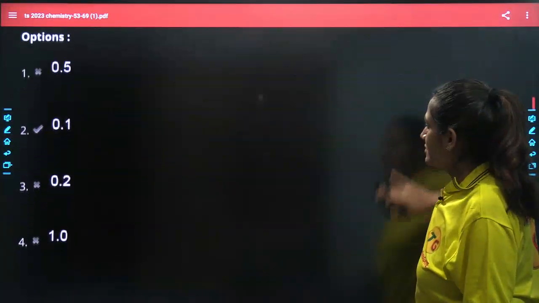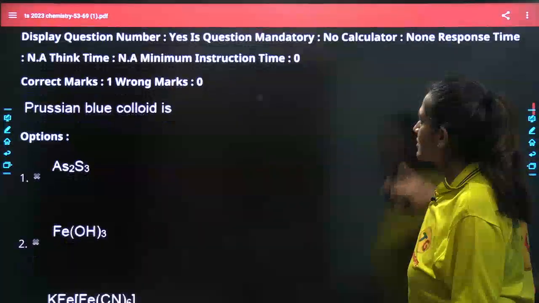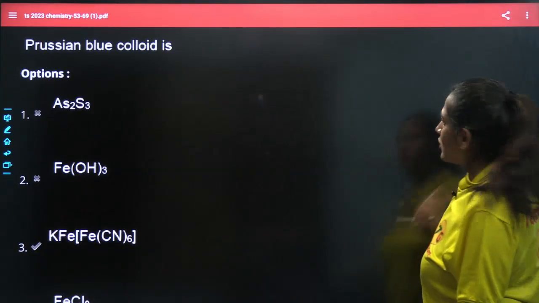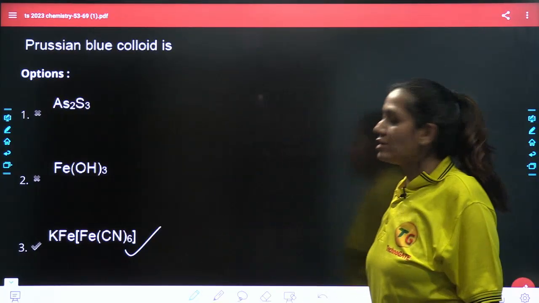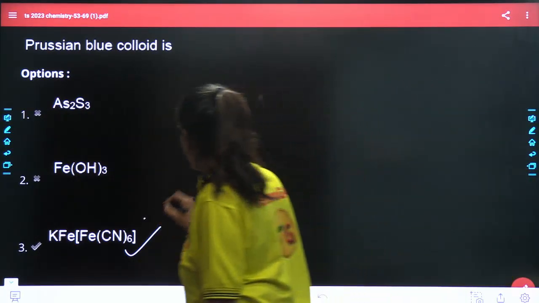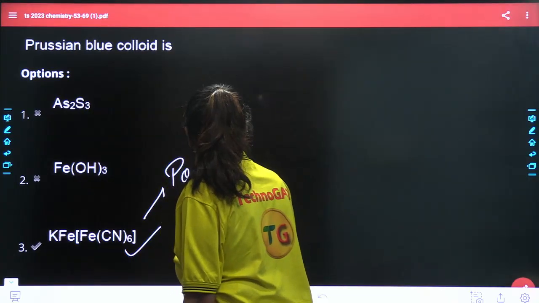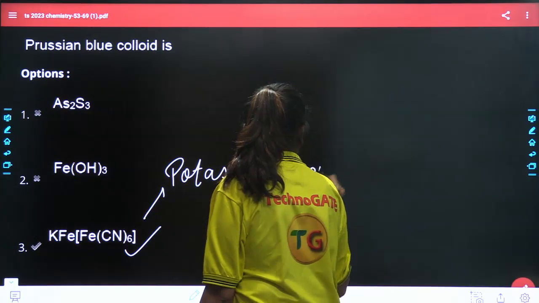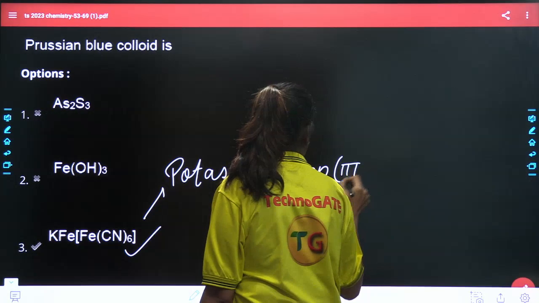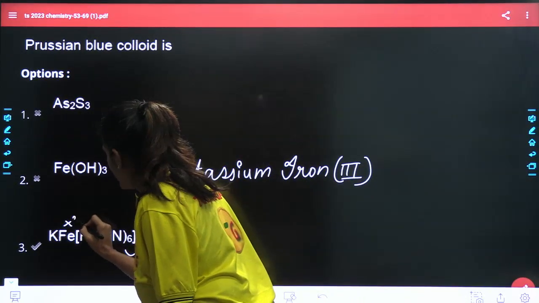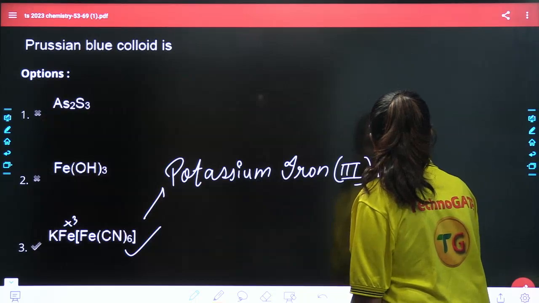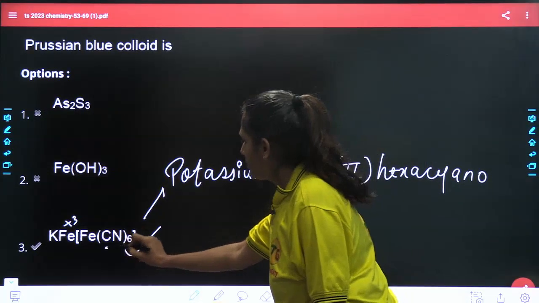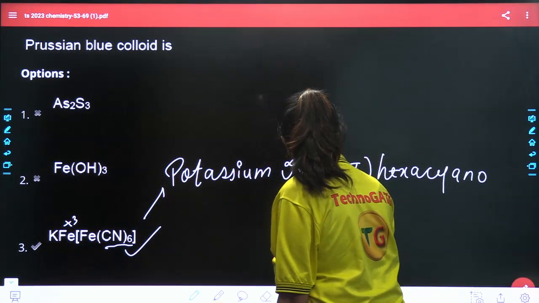Next question. Prussian blue colloid is potassium iron in 3 oxidation. Its name is potassium, here iron, its oxidation state over here is +3, and then hexacyano, because there are 6 CN, so hexacyano ferrate.